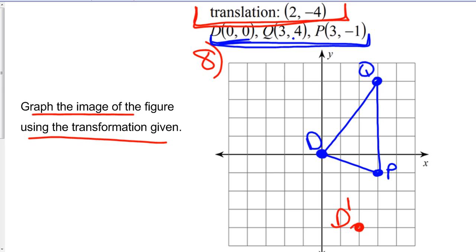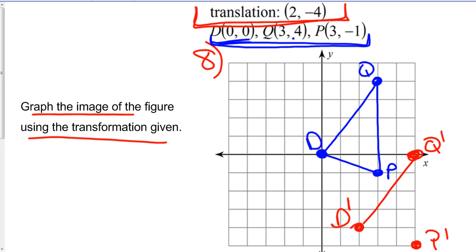I go and do the same thing with the other 2 points, Q and P. So my pencil is hovering over point Q. I'm going to count 2 to the right and 4 down. So right 2 and down 1, 2, 3, 4. Right here is where Q prime will be. And then the same thing for point P. To the right 2, and then down 1, 2, 3, 4. There is point P prime.